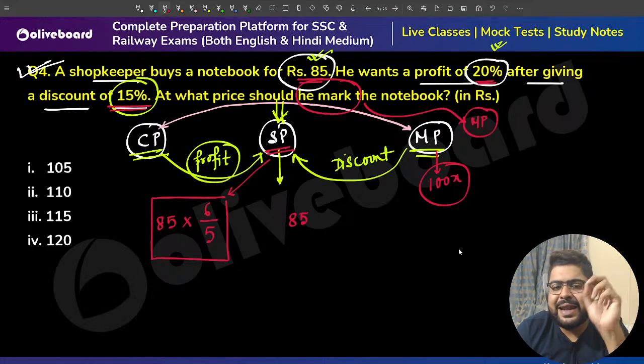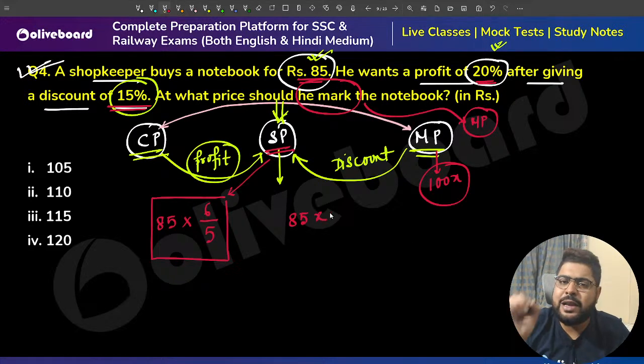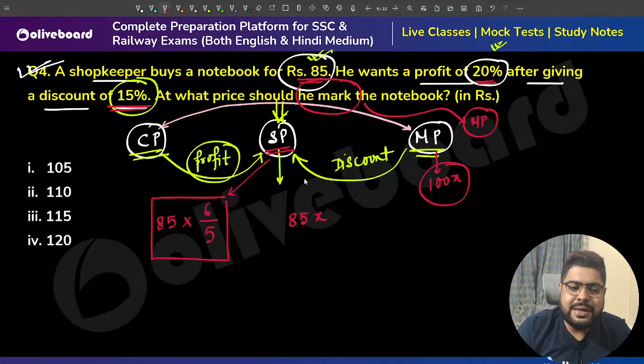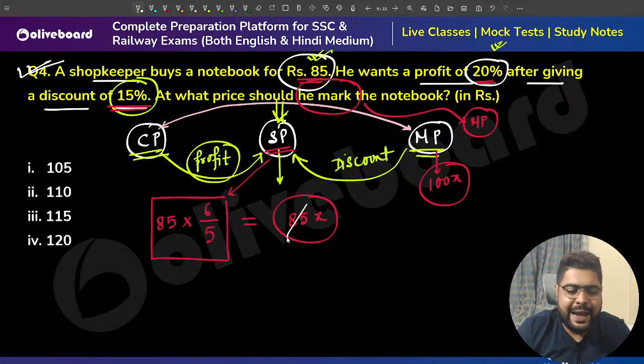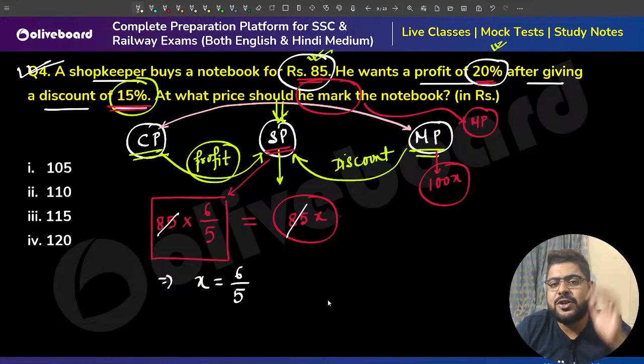It will be, sir, 85x. Sir, it is also SP. Same product cannot have two different SPs. You see, both are equal. 85 cancels. X is equal to 6 by 5. You see, no calculations also needed.